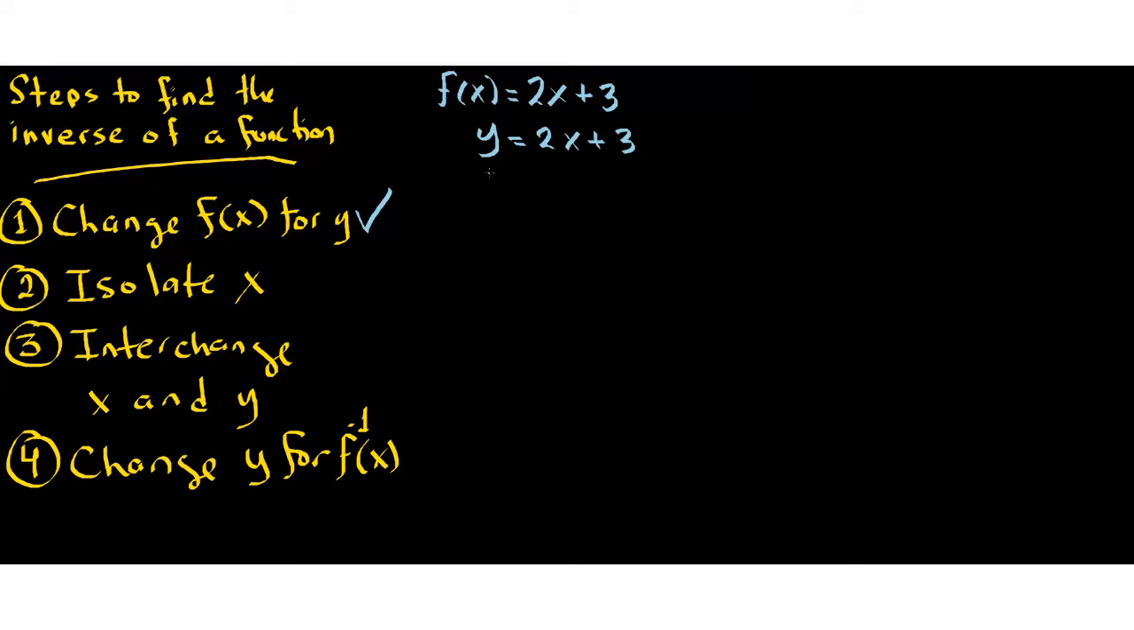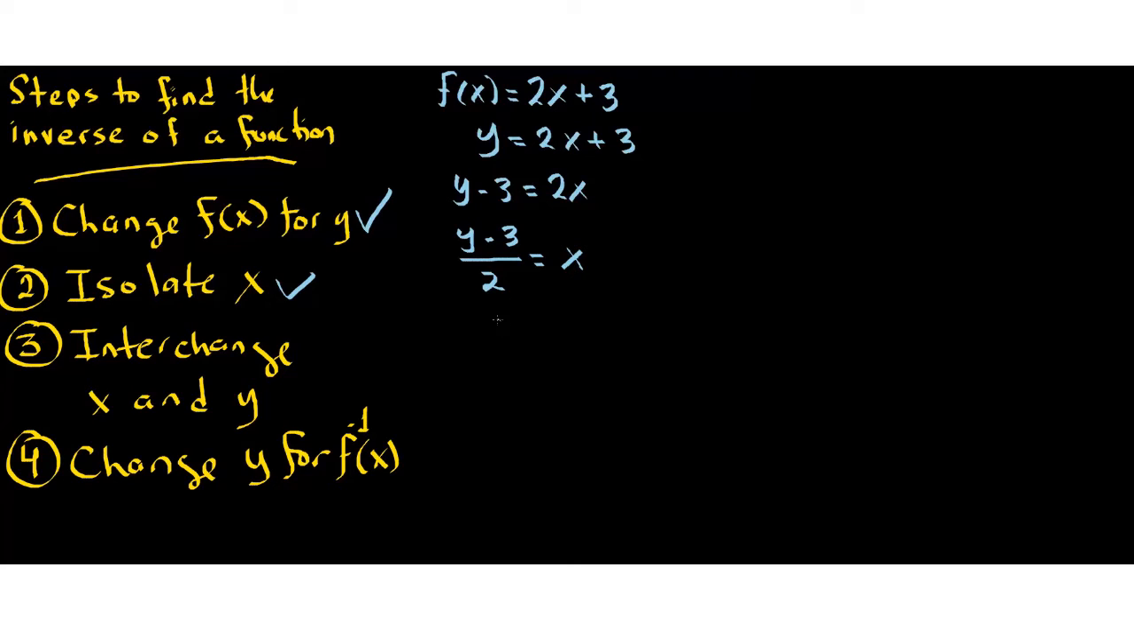In order to do so, I'm going to subtract 3 on both sides of the equation, and I will get y minus 3 is equal to 2 times x. Now I'm going to divide both sides of the equation by 2. I'm getting here y minus 3 all over 2 is equal to x. Now I'm already done with the second step. Let's put in the x.